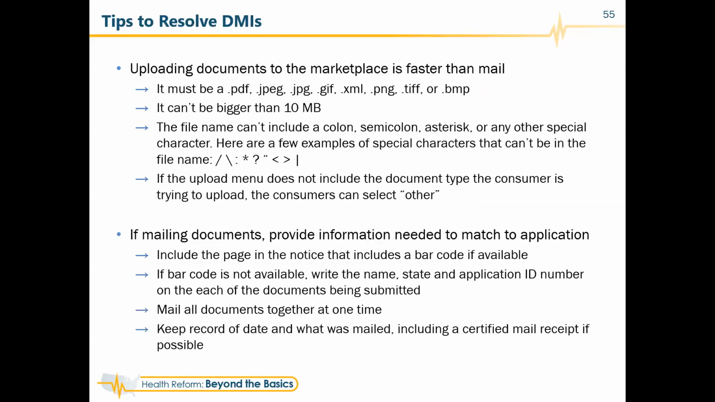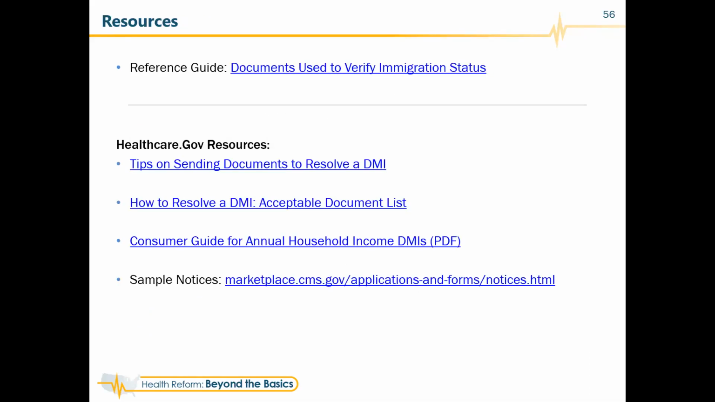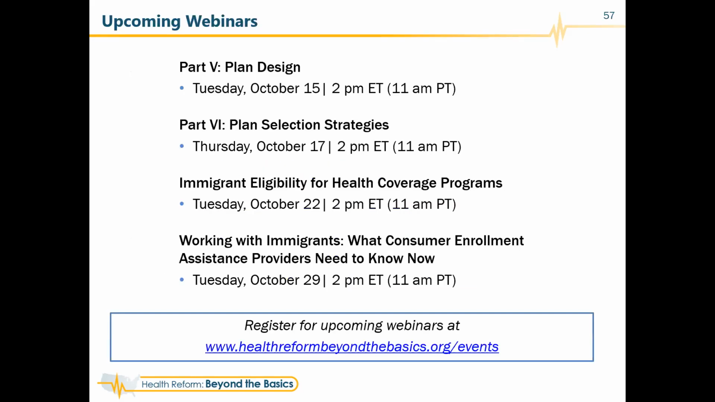We need to use the function to show that there's a difference in the name. So there are tips here, and then we have some tips on how to resolve DMIs, including some more technical tips about how to structure the file and the file name in order to upload it successfully onto healthcare.gov. We also have some additional resources that healthcare.gov points to, some sample notices, our reference guide that we talked about earlier, and here's our list of upcoming webinars, and I'll turn it back over to Ina.